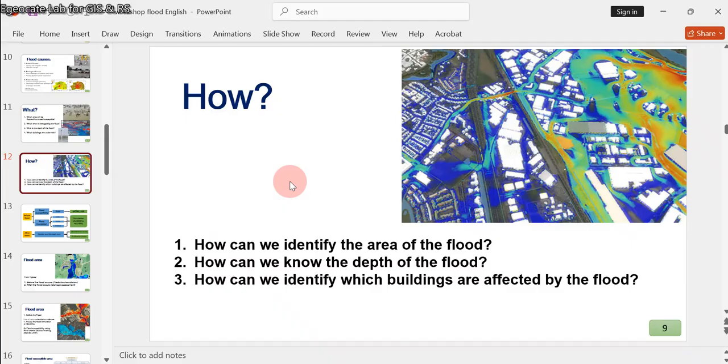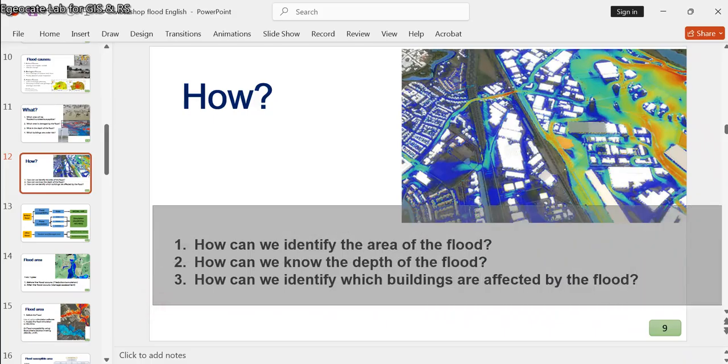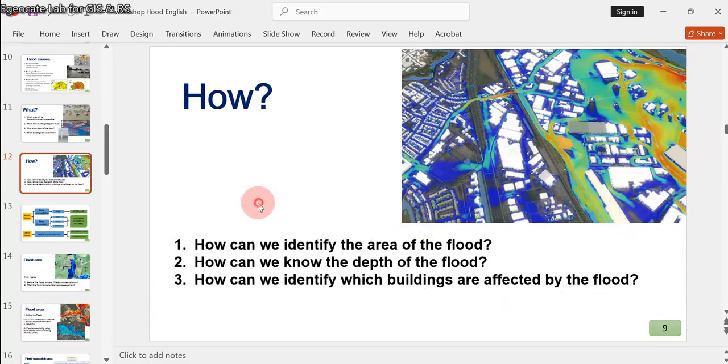So my question here is this: how can we identify the area of the flood? How can we know that? Also, how can we know the depths of the flood? Also, how can we identify which buildings are affected by the flood? So these are the main questions which we will focus on in the next slides.